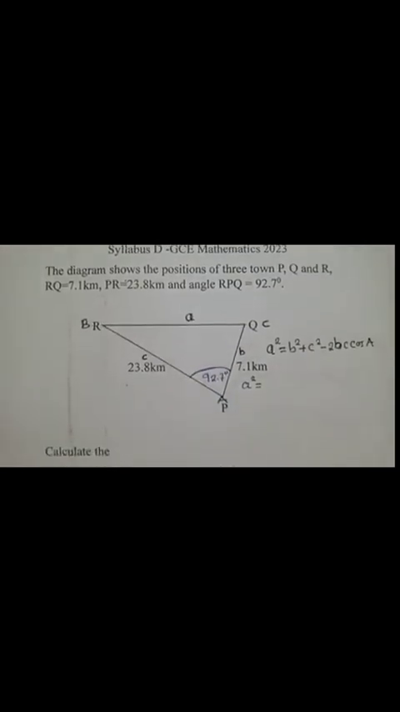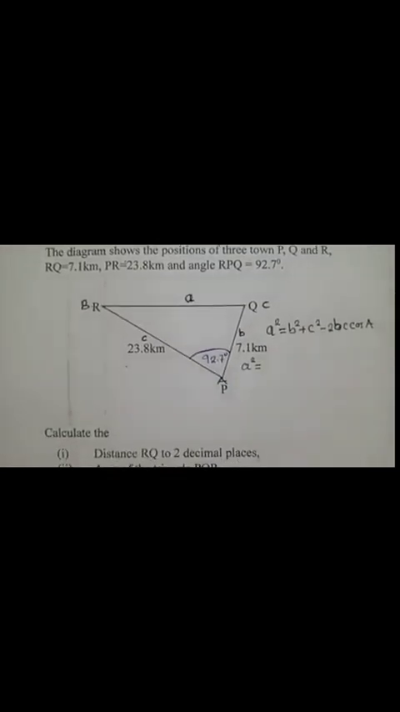We can now solve. We shall say a power 2 is equal to. We are solving for a. Remember the question: though I did not show you the question, they are saying calculate the distance RQ to 2 decimal places. If you check your diagram, RQ is right here. This is our a, so we maintain a power 2.